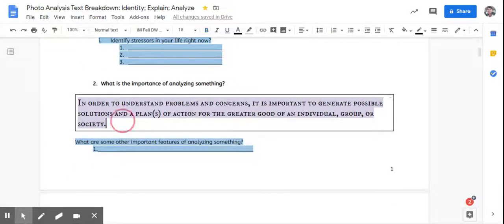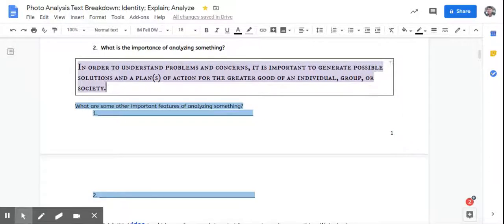Highlighted in purple. Read it to yourself. Read it out loud. In order to understand problems and concerns, it is important to generate possible solutions and a plan or plans of action for the greater good of an individual, group, or maybe society or culture.